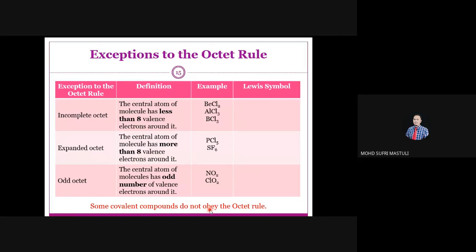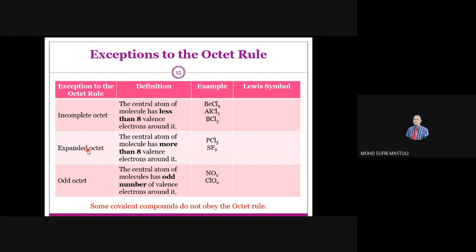All right, this is the last slide. Even though we discussed a lot about the octet rule, some covalent compounds still do not obey it, meaning they do not follow the octet rule. They are exceptions to the octet rule. The first is the incomplete octet, meaning the number of valence electrons is less than 8 around the central atom.